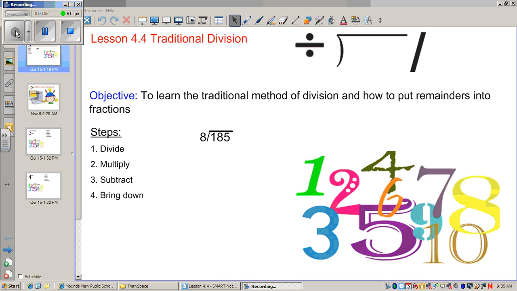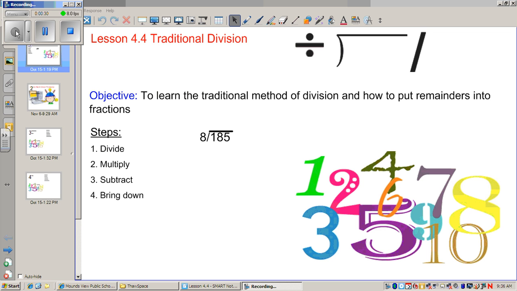Welcome to lesson 4.4 on traditional division. Now, yesterday in your lesson, you were working on partial quotients, which was a new way to divide. Products is multiplication, but partial quotients is a word for division, and your answer in a division problem. So our objective is to learn the traditional method of division and how to put remainders into fractions.